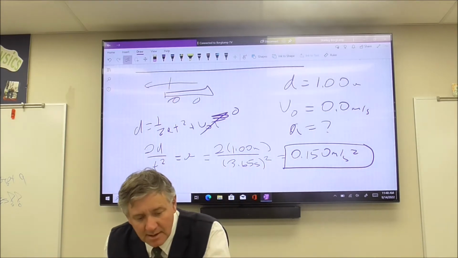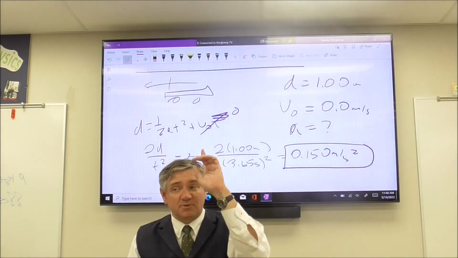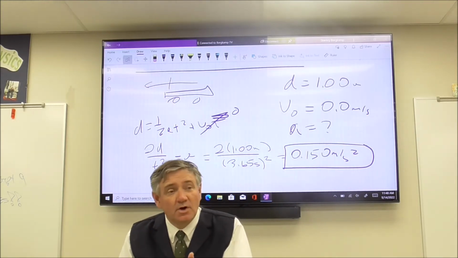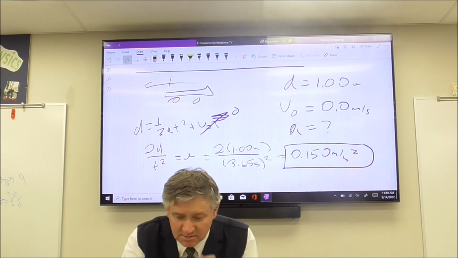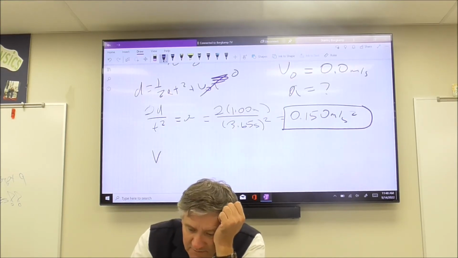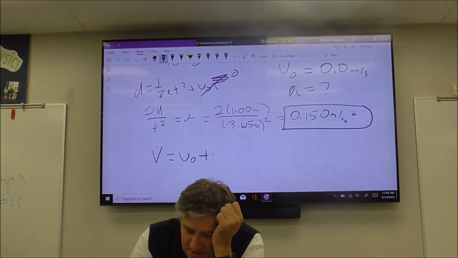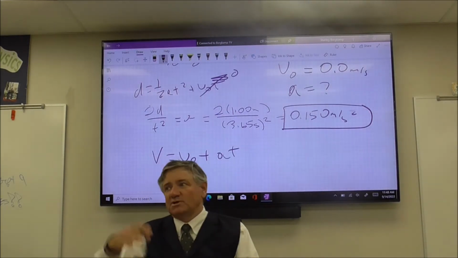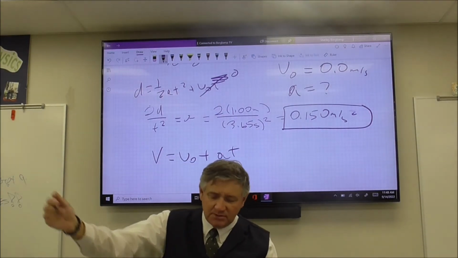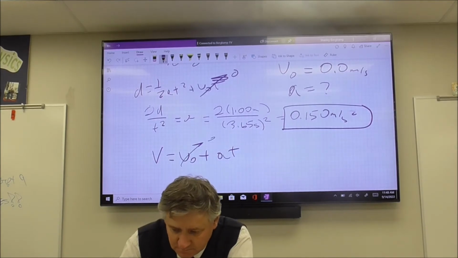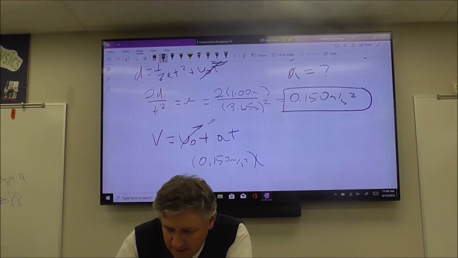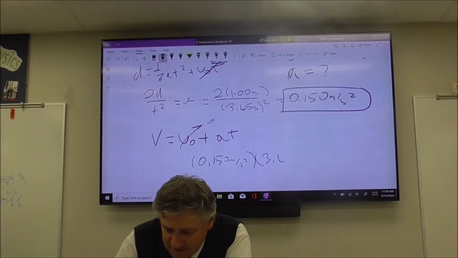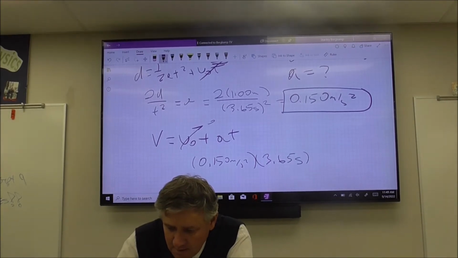Okay. Now, at this point, since we know the acceleration, could we find the final velocity? Yeah, okay. So now you could go, v equals v naught plus at. What's my initial velocity? 0. I don't have to worry about that part of it, right? So I can take 0.150 meters per second squared, multiply that by, what was our time? 3.65 seconds. And what do you get?